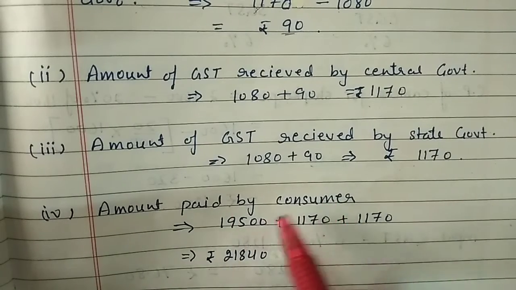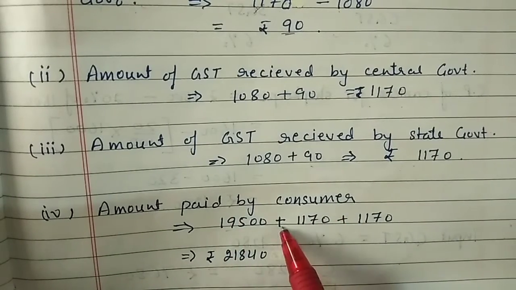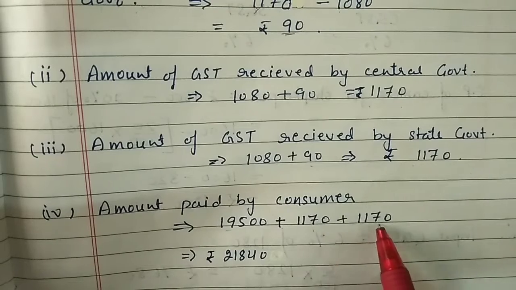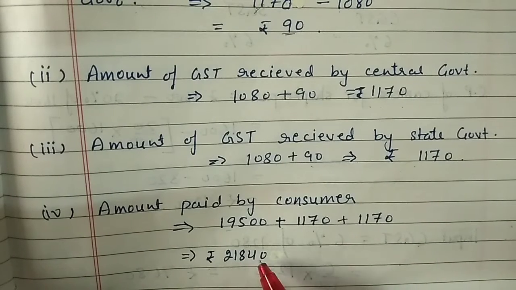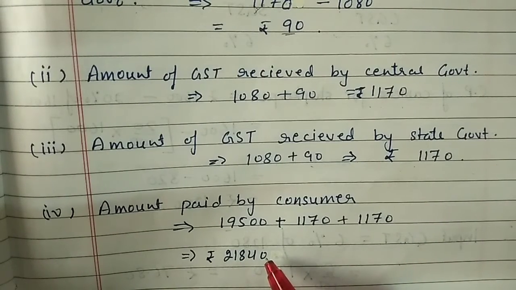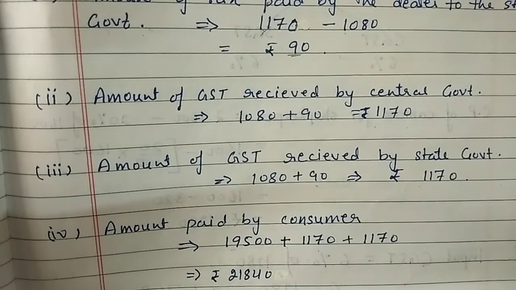Fourth part, amount paid by the consumer. So amount paid by the consumer will be selling price plus SGST plus CGST equal to 21,840 rupees. Remaining questions we will do in the next video.